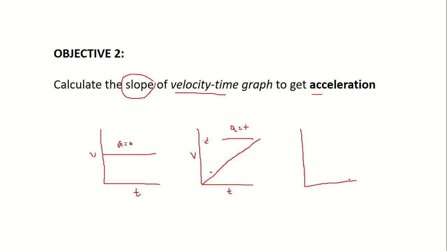Now here, if your graph looks like this, the slope is negative. As time is passing or going on, the velocity values are decreasing. That means you're having a negative change. Your acceleration is negative, or that's deceleration.